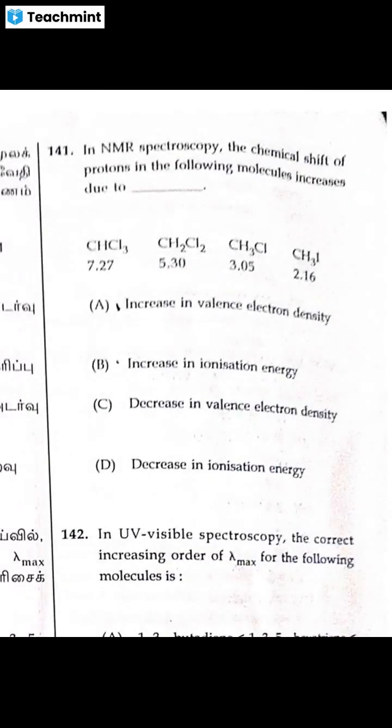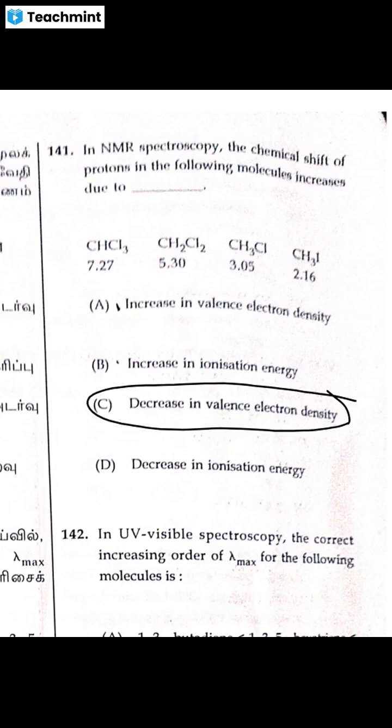Okay, next 141. Okay, right. So in this place, that is the valence electron density, decrease in the valence electron density. Look, valence electron density: 3 chlorine, 2 chlorine, 1 chlorine, 1 iodine. Okay, based on the valence electrons, they have given values. So it is a decrease in the valence electron density.